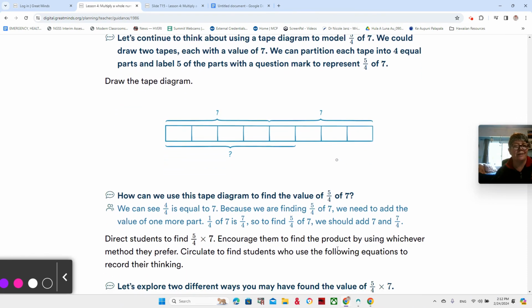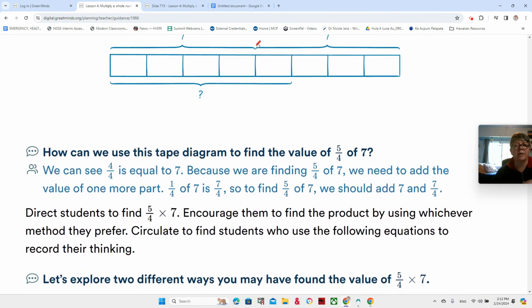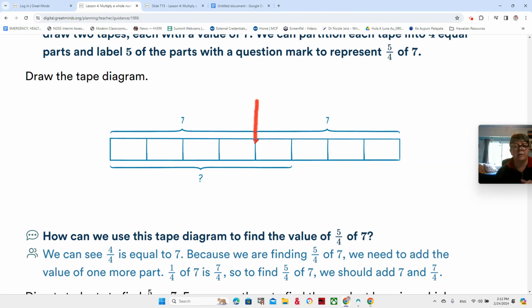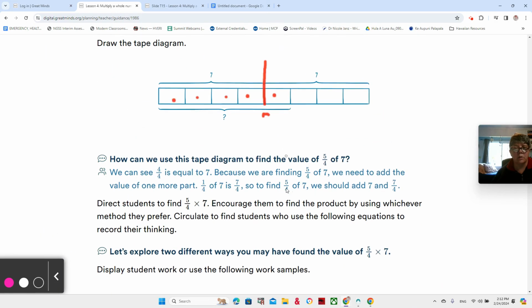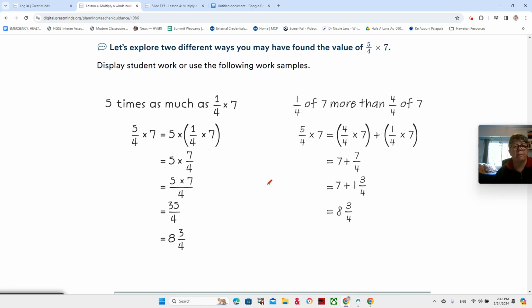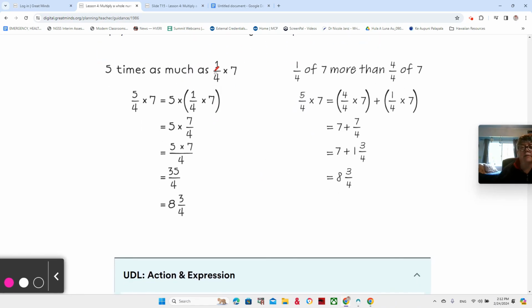Well, here's another way to look at it, right? Because we're moving into our next group of 7. So you see how we have 2 7s here, but we still have 1, 2, 3, 4, 5/4. Yes. So here's some math. 5 times as much as 1/4 times 7, right? So 5/4 is the same as 5 times 1/4. This is our unit fraction. And then we can multiply it by 7. So we can take our 7 times 1/4. That makes 7/4 times 5, 35/4, 8 3/4.